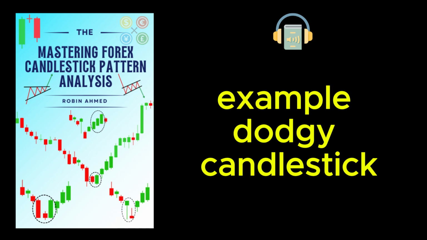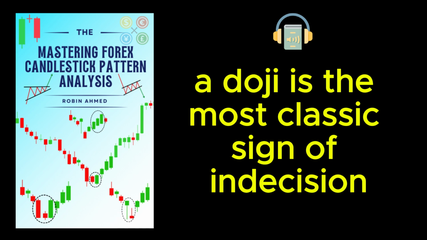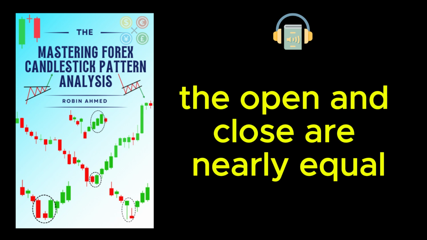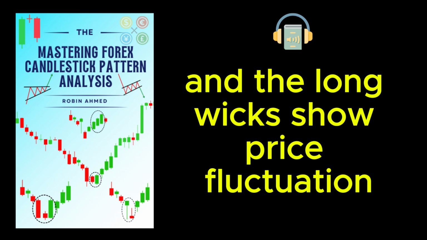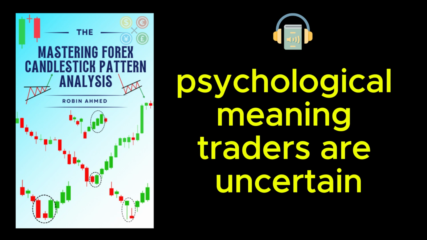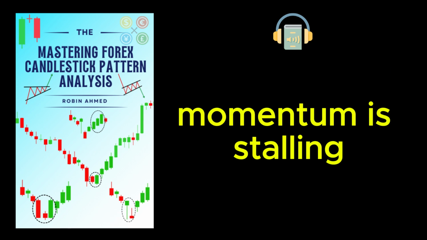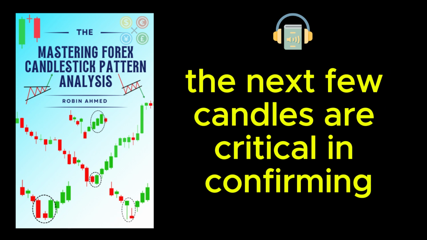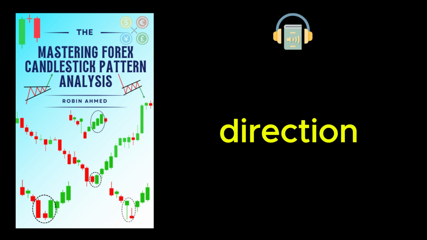Example, doji candlestick. A doji is the most classic sign of indecision. The open and close are nearly equal, and the long wicks show price fluctuation without clear direction. Psychological meaning: traders are uncertain. Momentum is stalling. The next few candles are critical in confirming direction.